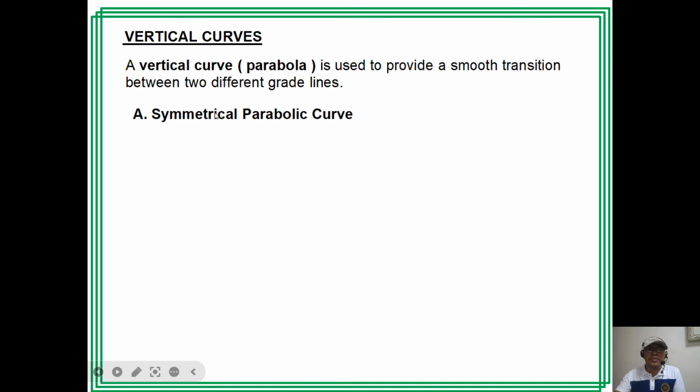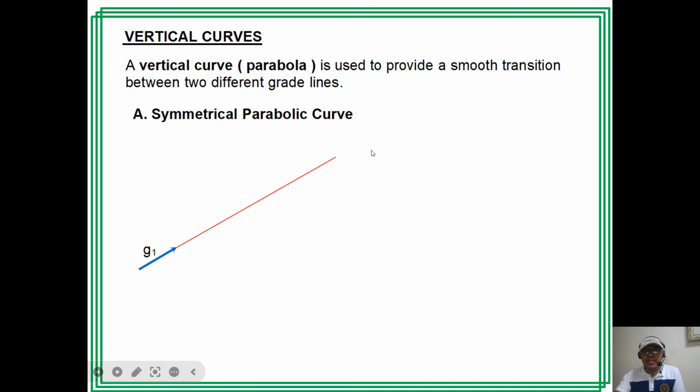So there are two types. We have the symmetrical parabolic curve and the second, which will be treated in the next video, is about the unsymmetrical parabolic curve. Okay, so symmetrical parabolic curve is made if there is no restriction in the length and elevations of the PC and the PT of the vertical curve.